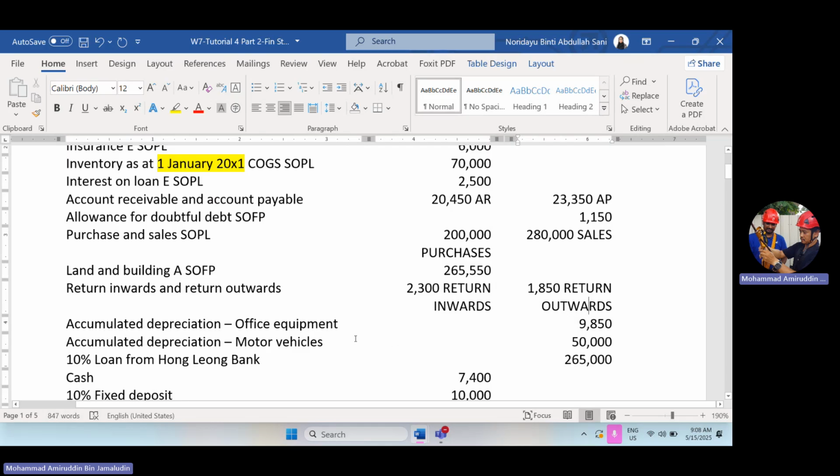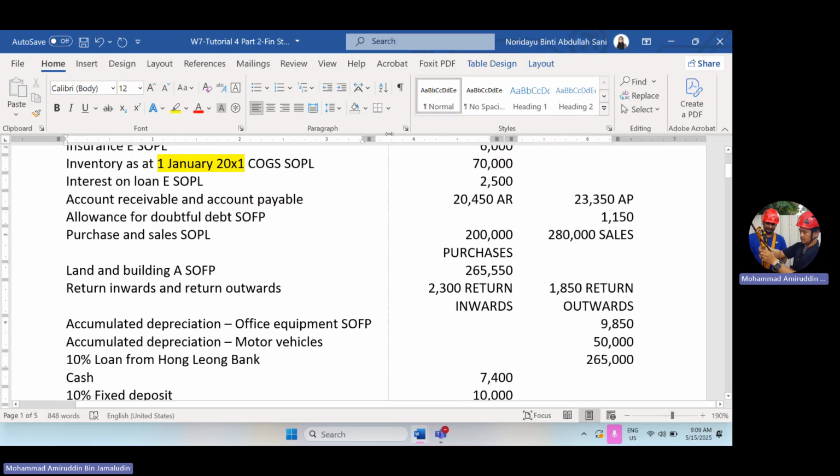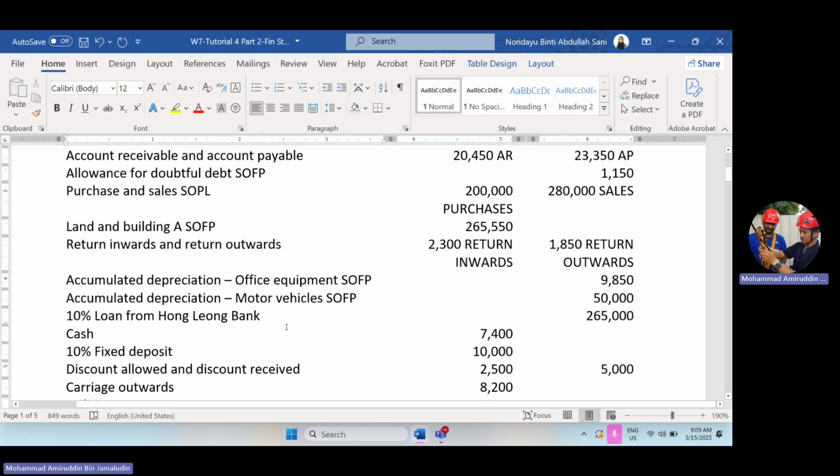And then next, we have the accumulated depreciation for office equipment and motor vehicles. It reduces your asset value. So we charge to our SOFP, reduce our non-current asset. Next, we have the loan, on credit. So this is your liability. We charge to SOFP. And what about this 10%? This is the interest on loan.